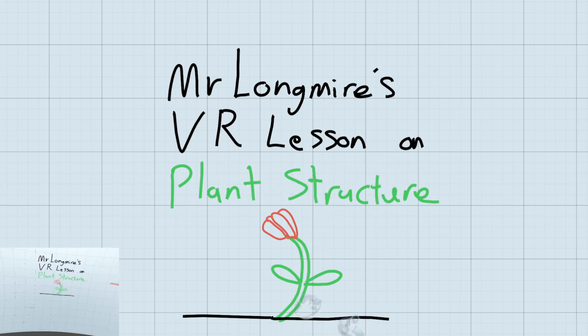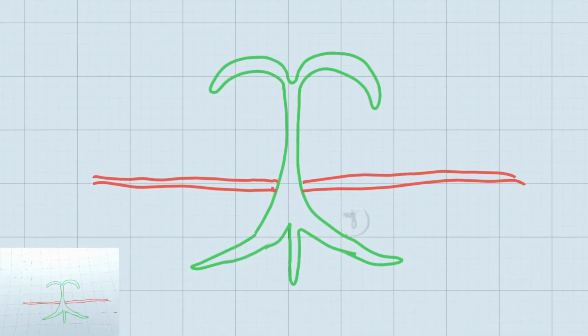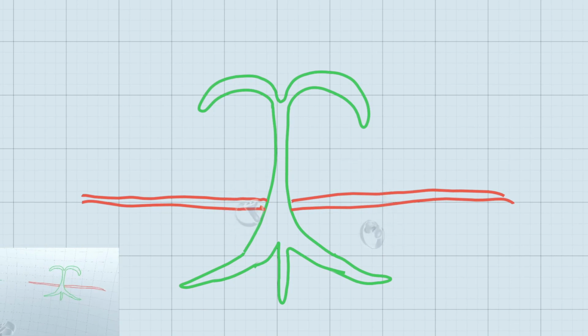Today we're going to be looking at the structure of an average, very typical plant and going into a little bit of detail about what happens in each part of that plant. So, here is your average, everyday plant.